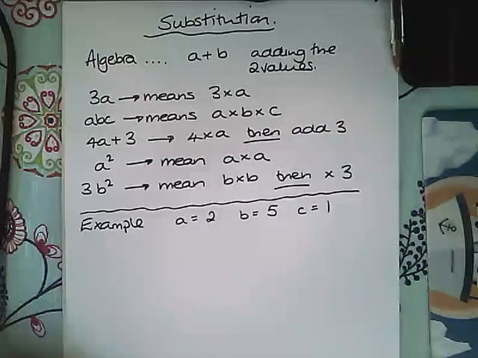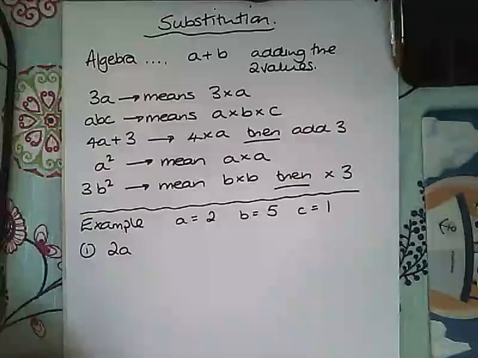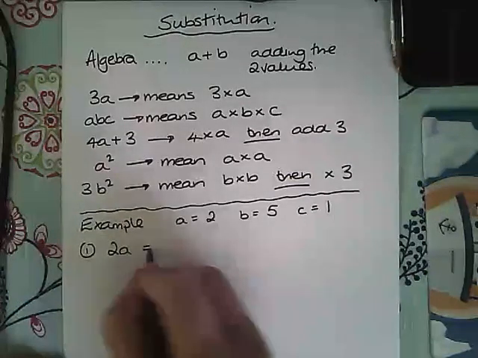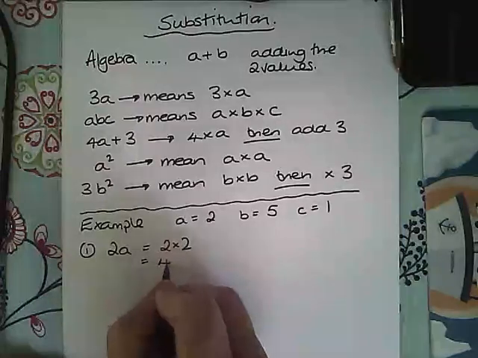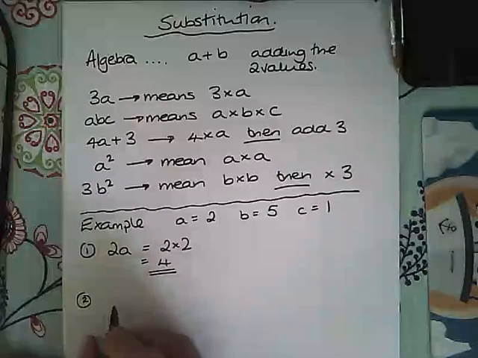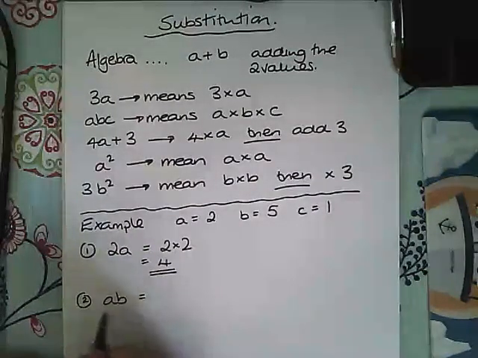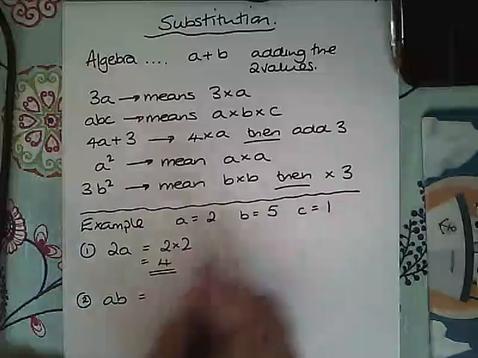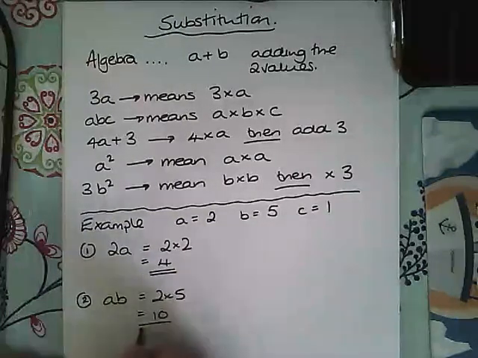We can work out the value of a number of terms. We could work out the value of 2a, and that would be 2 times 2 because a is 2, so that answer would be 4. If we had ab, that would mean a times b, 2 times 5, so the final answer would be 10.